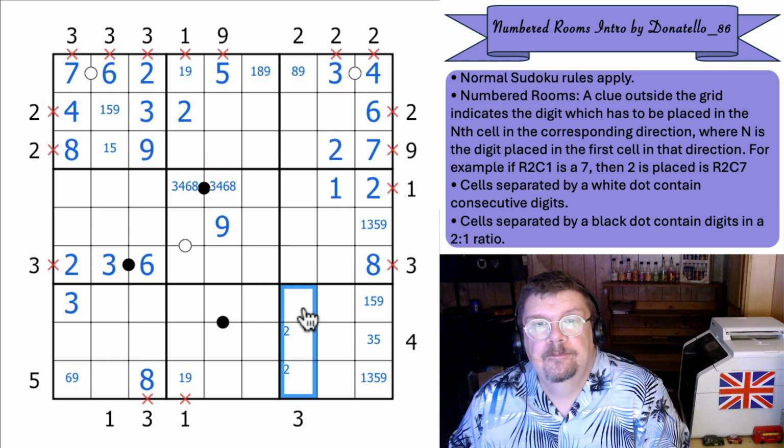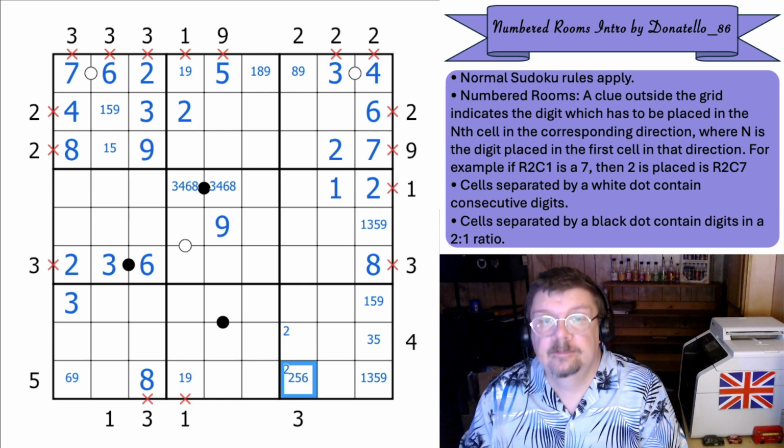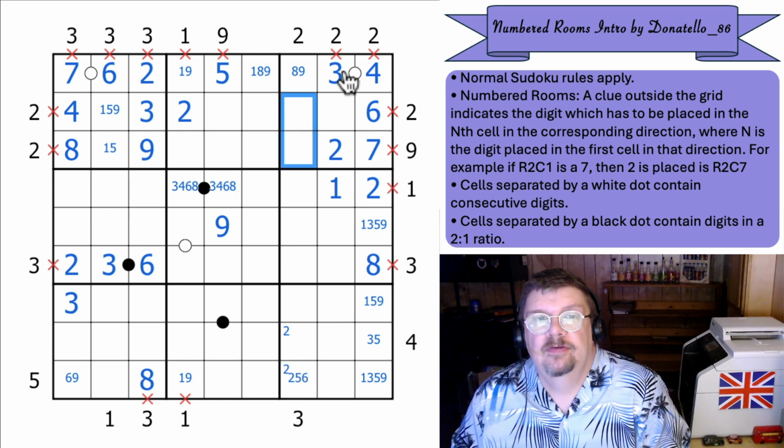Is it this 3? I can't place a 3 here because I'd have to have a 1. I could place a 3 here. That would make that a 2 and that a 9. I can't place a 3 there. I can't place a 3 there. Could place a 3 here or here. So that is 2, 5, or 6. Obviously, I can't place a 3 here by Sudoku.